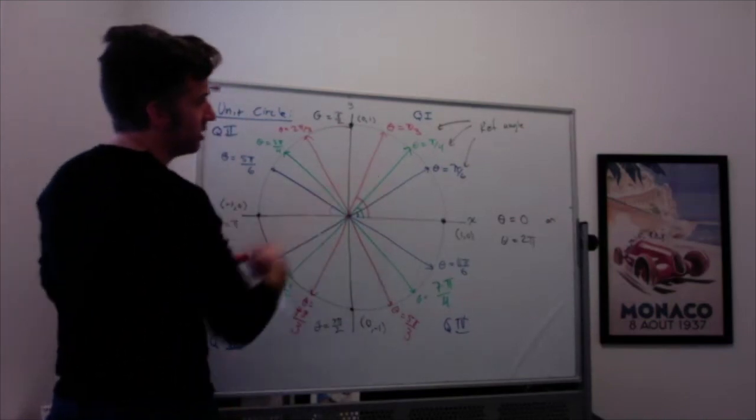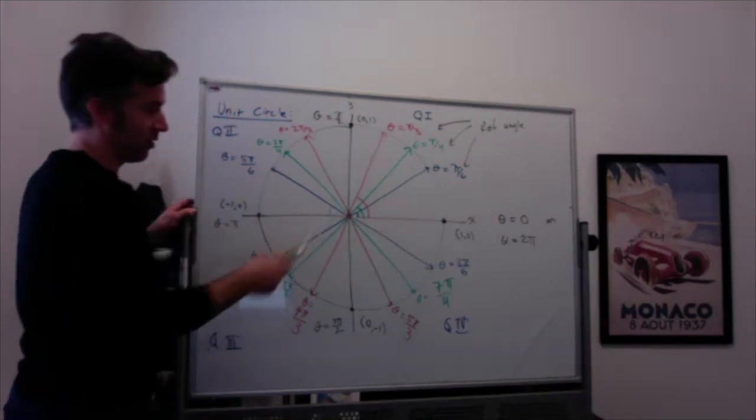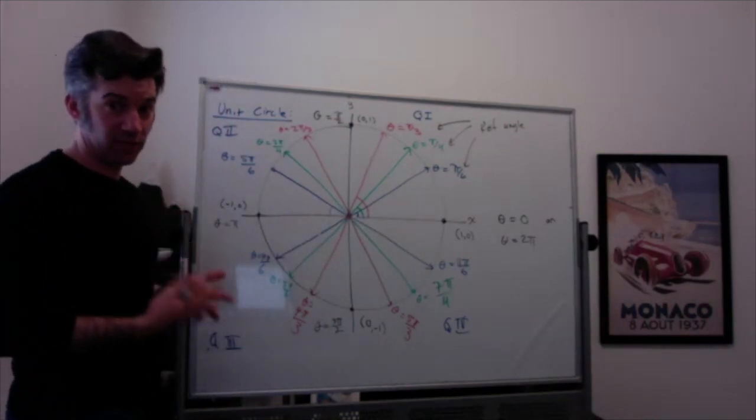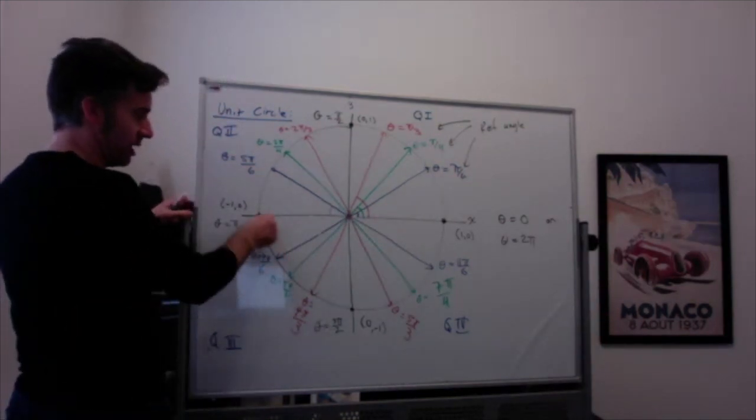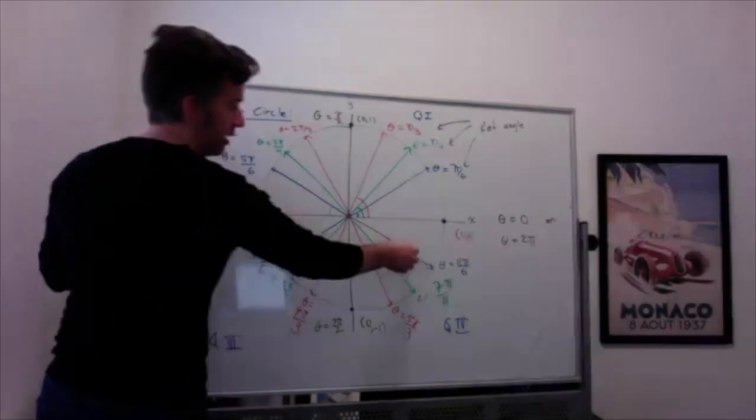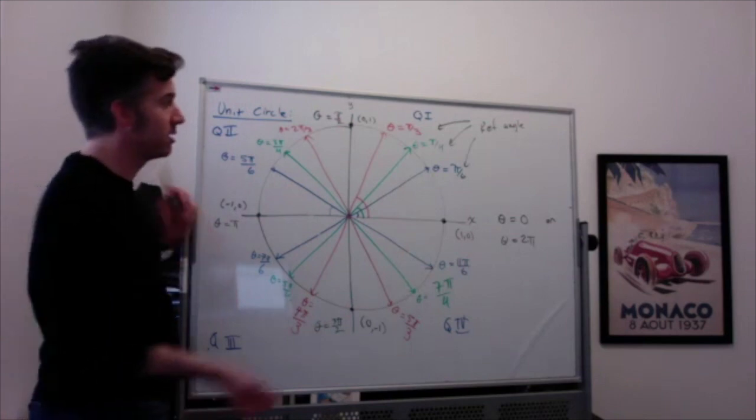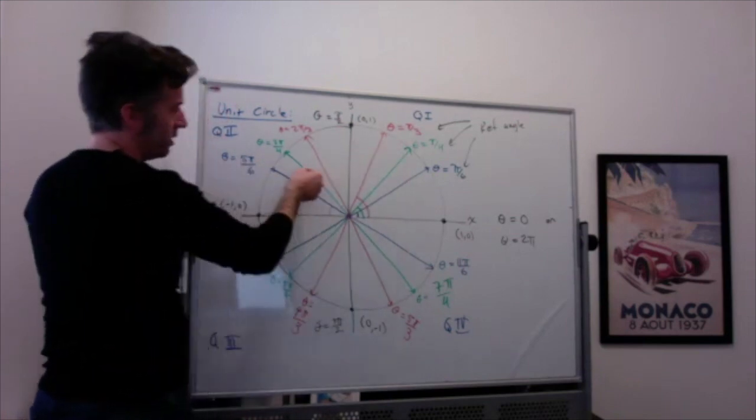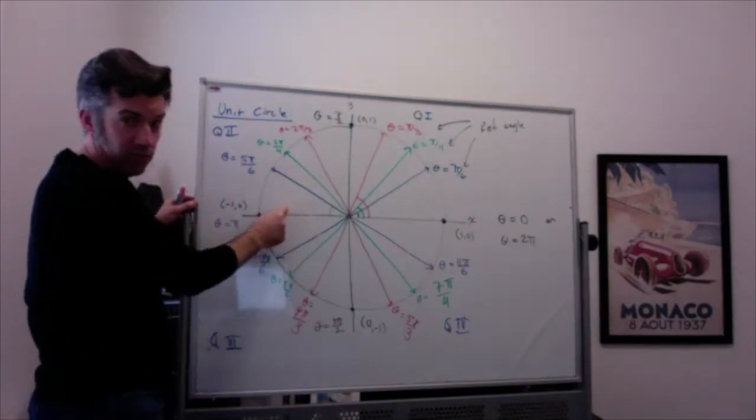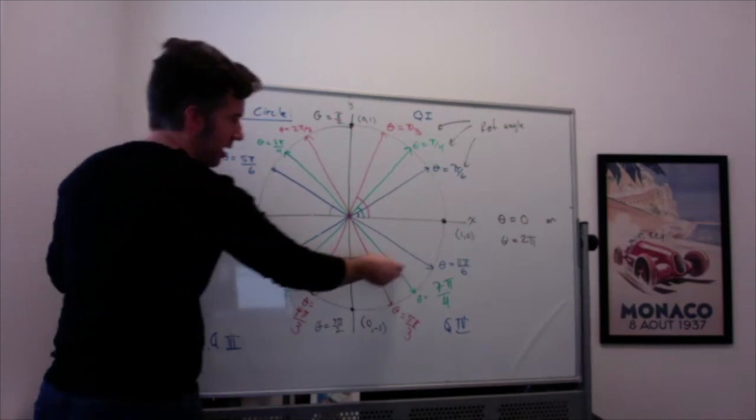For the blue ones, if your angle is any of these blue angles, the reference angle is pi over 6. So here, if you measure to the x-axis, it's pi over 6. Here to the x-axis, pi over 6. Here, pi over 6. And the same is true for the green ones. Green one, pi over 4. Here, if you measure to the x-axis, the angle is pi over 4. Same thing is true here and here.